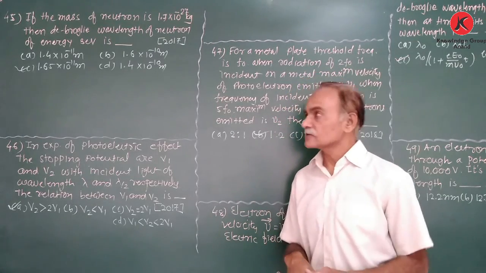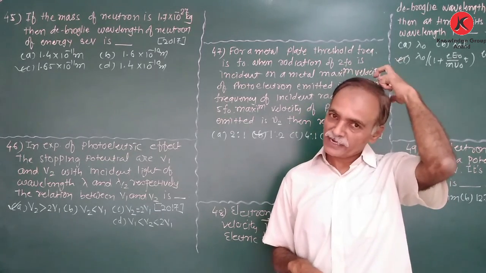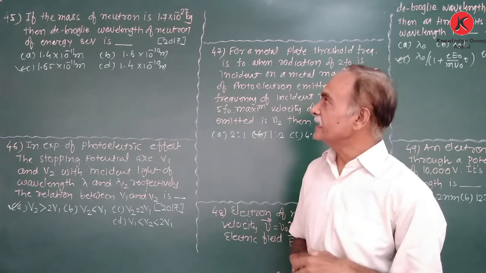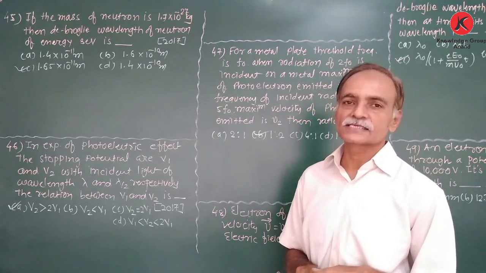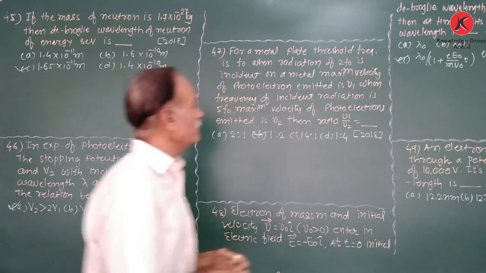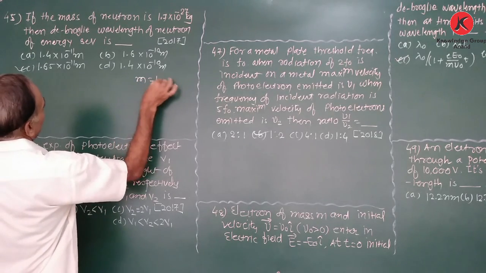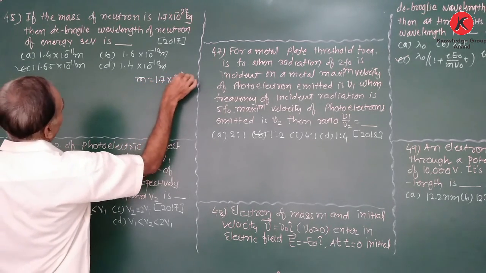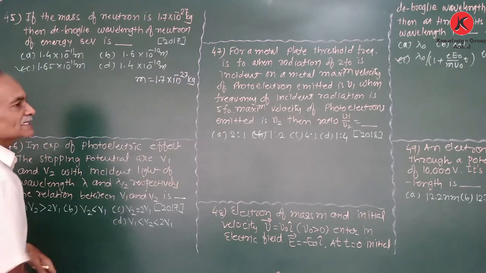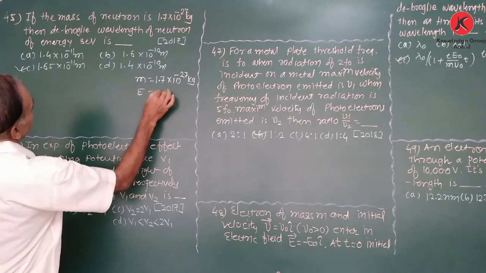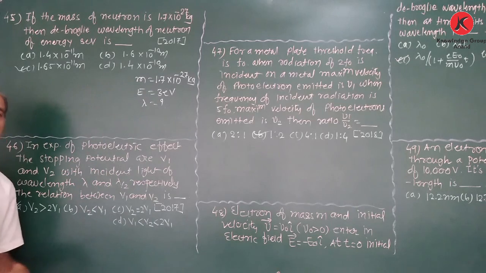Now, next question, from 2017. If the mass of the neutron is 1.7 into 10 to the power minus 27 kg, then the de Broglie wavelength of a neutron of energy 3 electron volt is. We have to find out the de Broglie wavelength for the neutron, with mass given as 1.7 into 10 to the power minus 27 kg. Energy of the neutron is given, E is equal to 3 electron volt. We require the de Broglie wavelength.